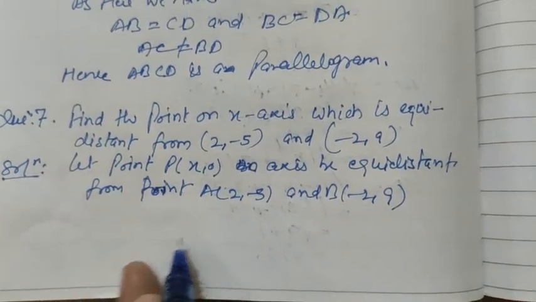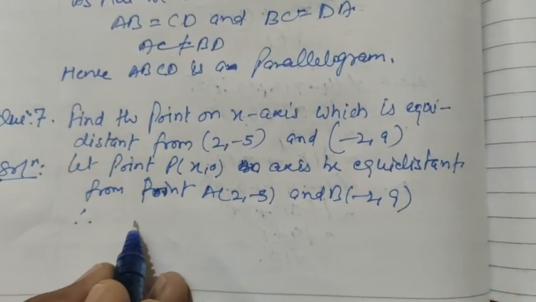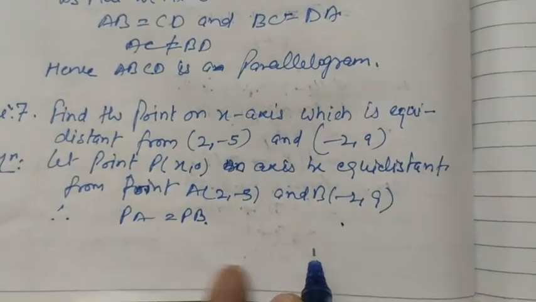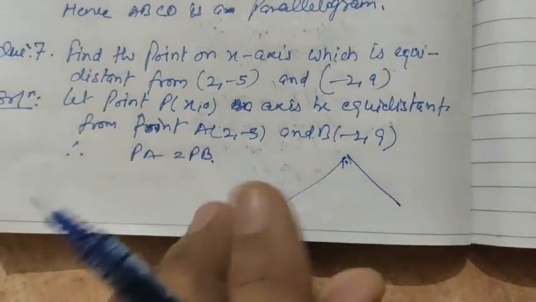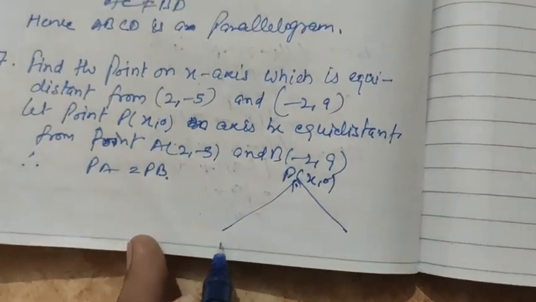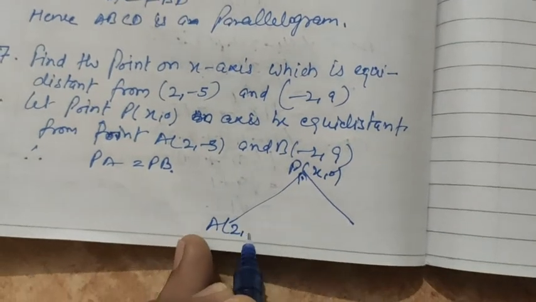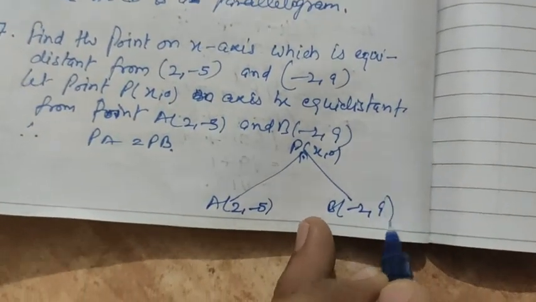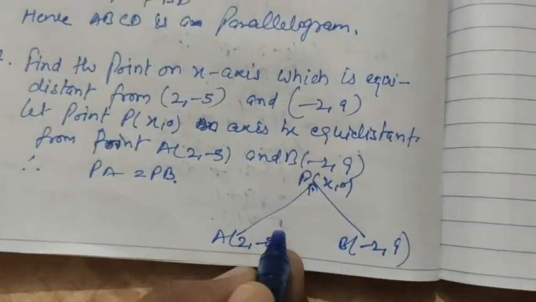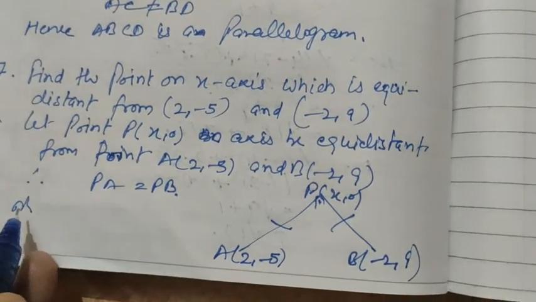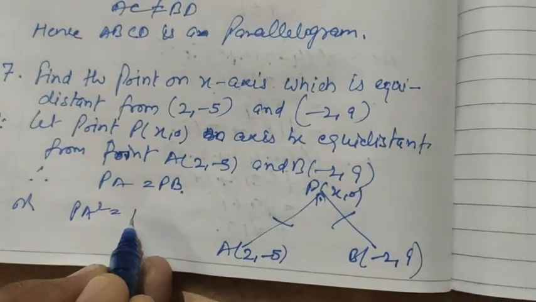So we can say that is AP, or we can say PA equals PB. You can show this relation as P, that is (x, 0), and A as (2, -5) and B as (-2, 9). So we have given PA equals PB, or we can say PA square equals PB square.